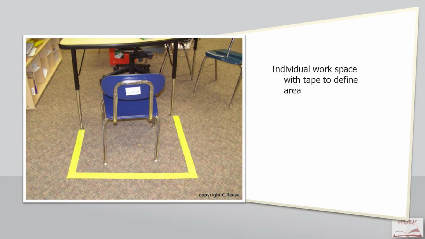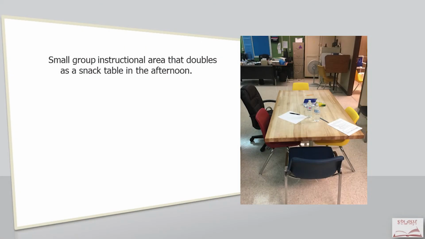This is an example of how tape can be used on the floor to outline boundaries for students who have difficulty staying within designated areas. This small group instructional area doubles as a snack table in the afternoon. The materials on the table define which activity will occur throughout the daily schedule.